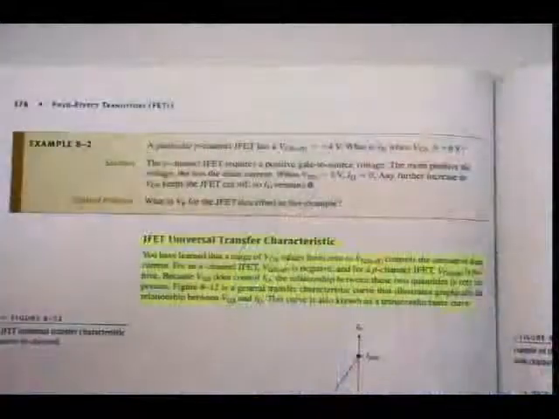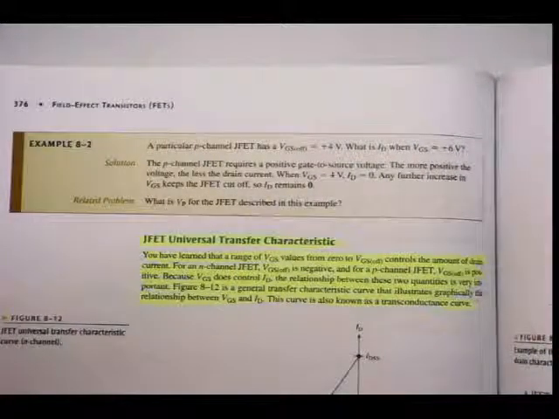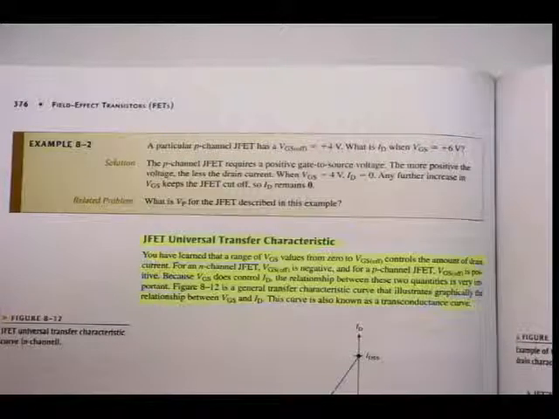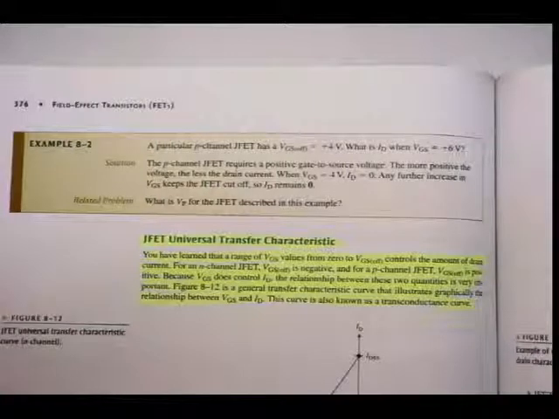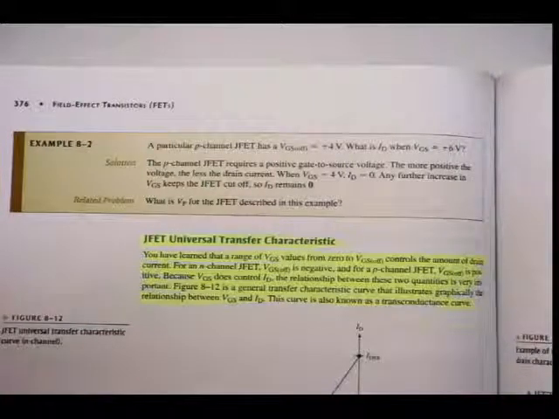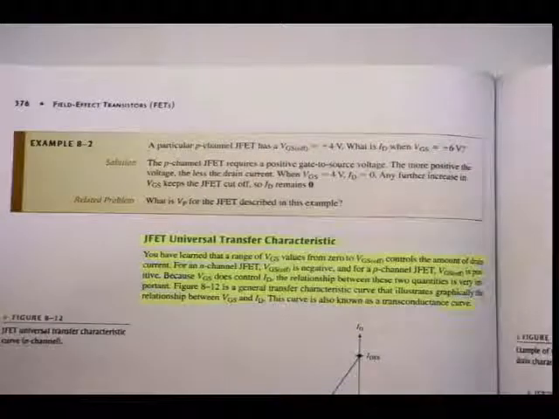Alright, let's carry on. Example 8.2 on the next page. This is also important to note. You can perhaps put an NB there. A particular P channel JFET has a VGS off of plus 4 volts. P channel, remember, I have to distinguish between an N channel and a P channel. The N channel, negative biasing, negative voltage. P channel has got to be positive. I will show you again later. What is ID when VGS is equal to 6 volts?